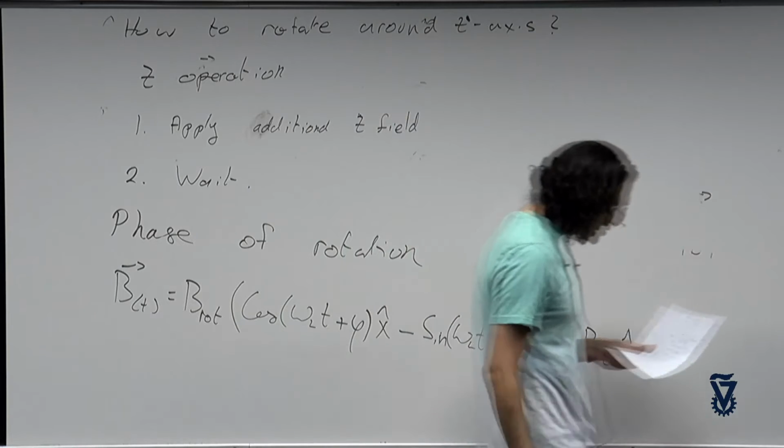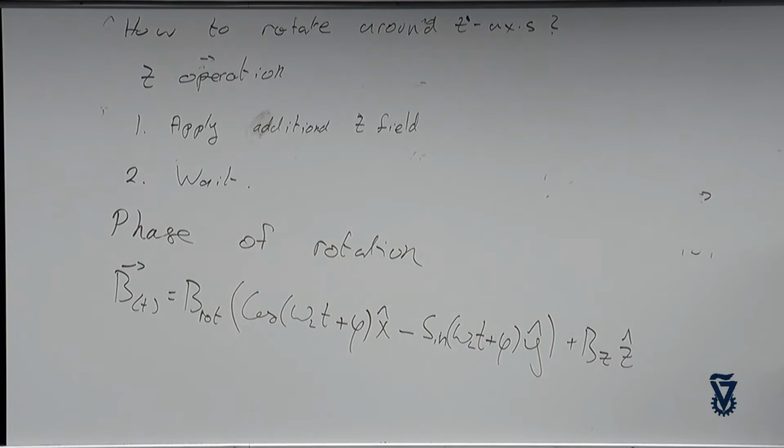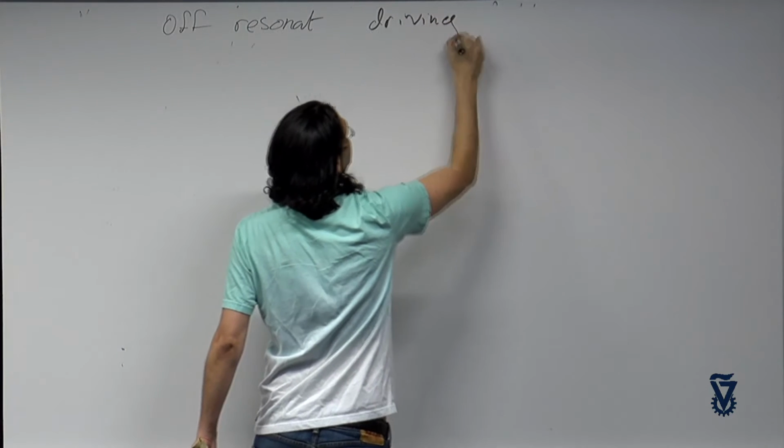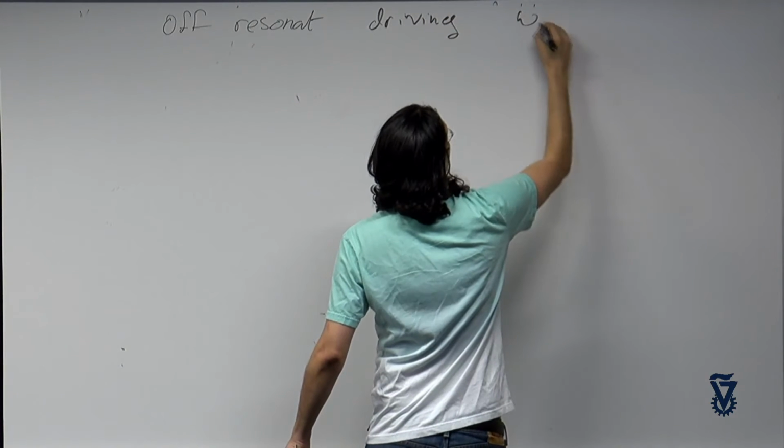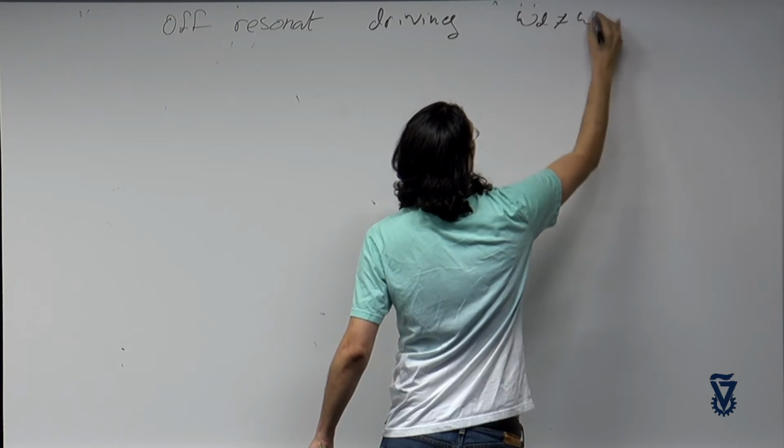And now let me ask a question. What happens if we drive off resonant? So now our driving frequency is going to be different than the Larmor frequency. So we're going to add a slight detuning. So off resonant driving. So omega drive is different than omega Larmor.